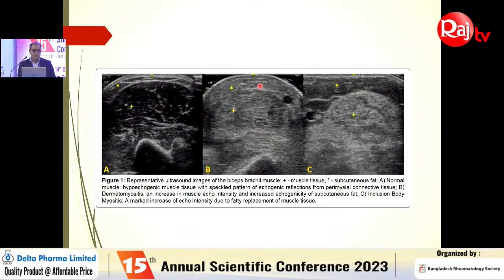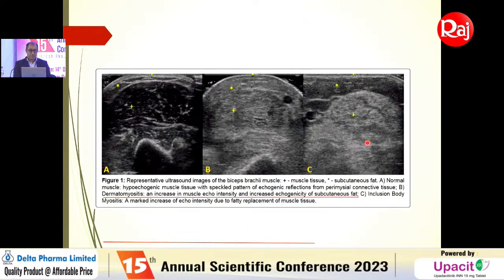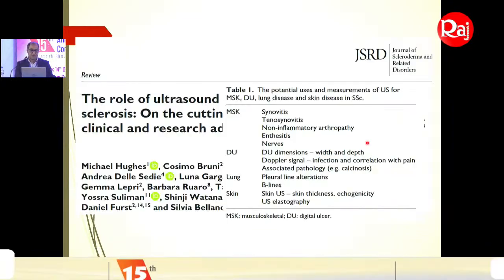And this is a transverse image of dermatomyositis, where there is subcutaneous hyperechogenicity along with hyperechogenicity of muscles. But in inclusion body myositis, there is no hyperechogenicity; there is normal echogenicity in subcutaneous tissue, but there is hyperechogenicity and fibrosis in muscles. So in this way, we can identify dermatomyositis and inclusion body myositis.